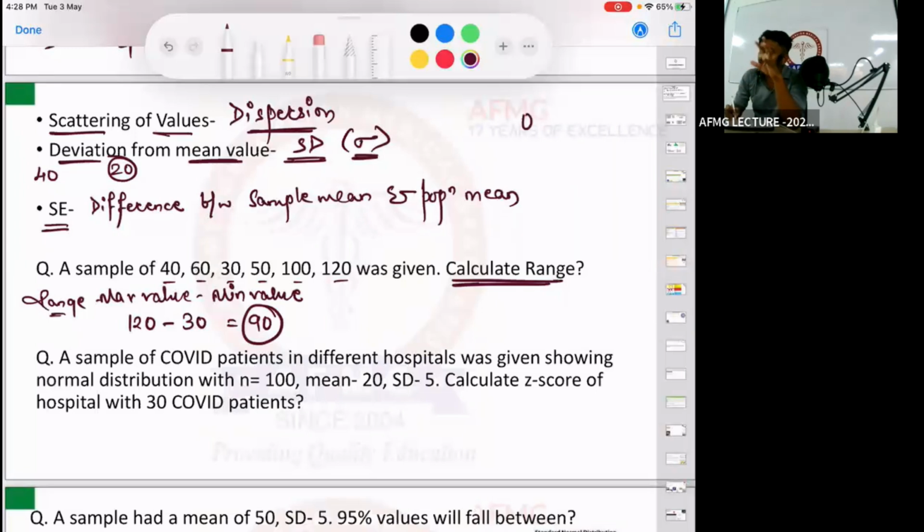Standard deviation, that means from 0, how many values will fall between -1 and +1? That is the standard deviation. How many values will fall between -2 and +2? That is the standard deviation, right? Deviation from the mean value, and here it is 0. So deviation from 0, the mean value, is considered as standard deviation.